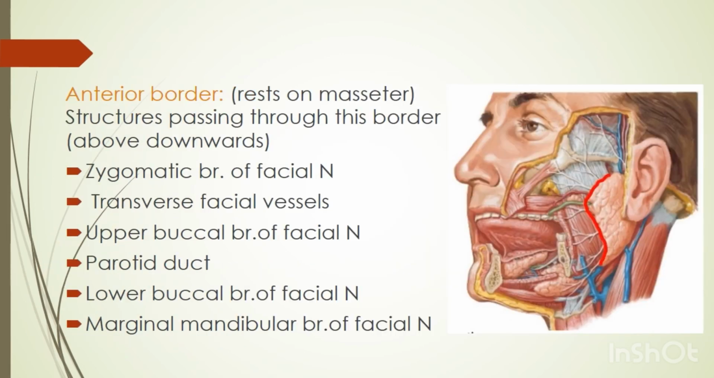Okay, and next we'll go on to the borders. The anterior border, as you can see here, it rests on the masseter muscle. Through this border, the structures that come out are the zygomatic branch of facial nerve, transverse facial vessels, that is the branches of superficial temporal vessels, upper buccal branch of facial nerve, and this green one is the parotid duct, and lower buccal branch of facial nerve and marginal mandibular branch of facial nerve. These are the structures that come out through the anterior border.